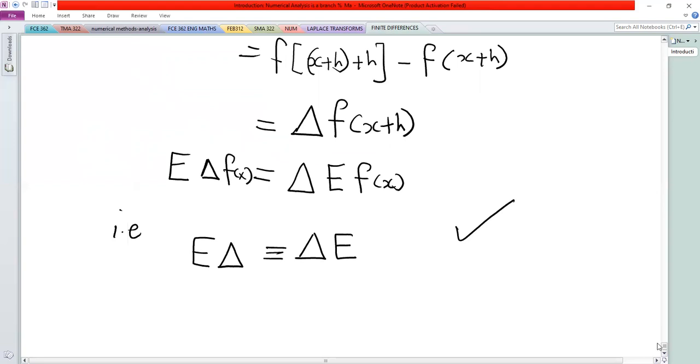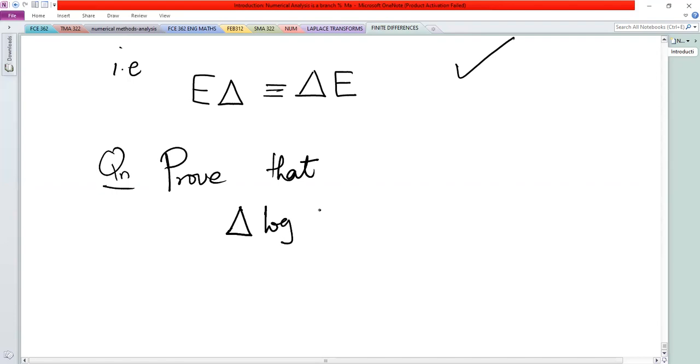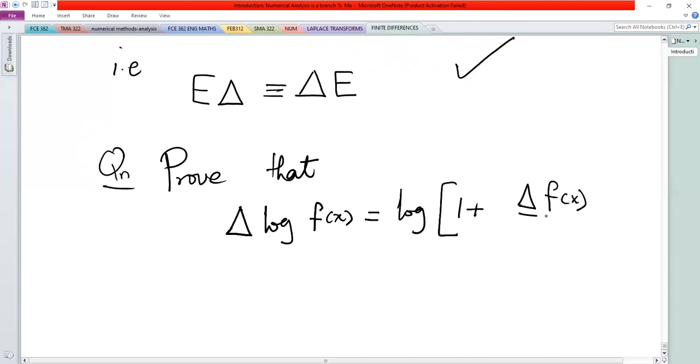And then another question, show that, prove that if you are given the forward of log of x, log of a function f of x is the same thing as defining log of 1 plus the forward of f of x divided by f of x.